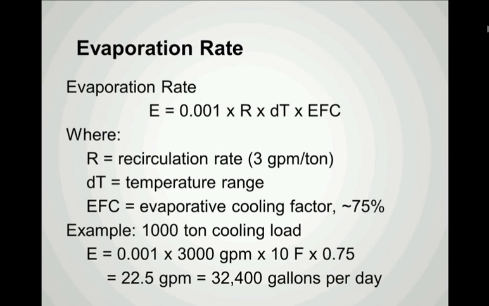In our example, we'll just use 75% as a typical evaporative cooling factor. So you put that all together: 0.1% of the flow over the cooling tower is evaporated for every degree Fahrenheit of temperature decrease times the evaporative cooling factor. So for our 1,000-ton cooling load example, evaporation would be about 32,400 gallons per day of water from the tower, which is a lot of water in one day.